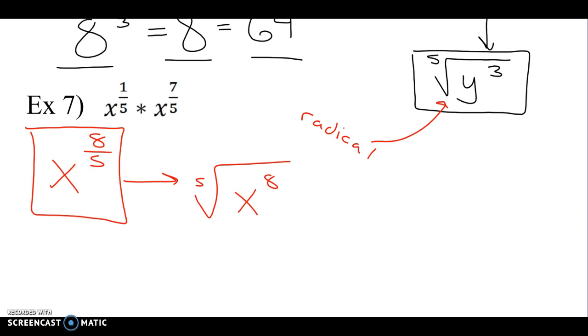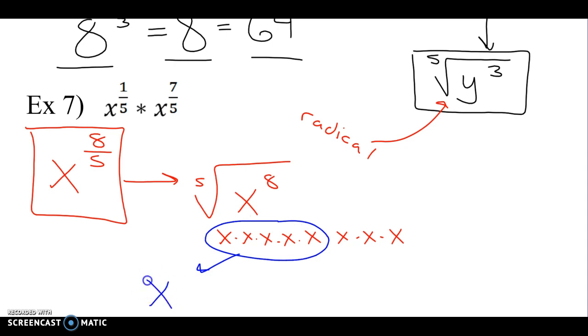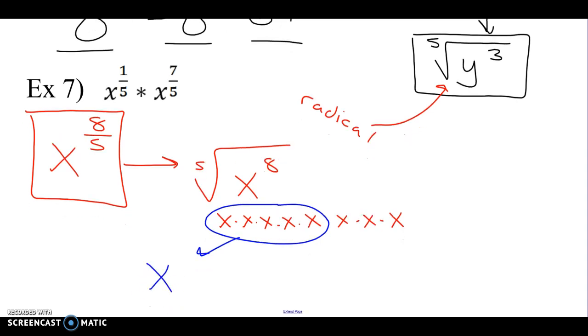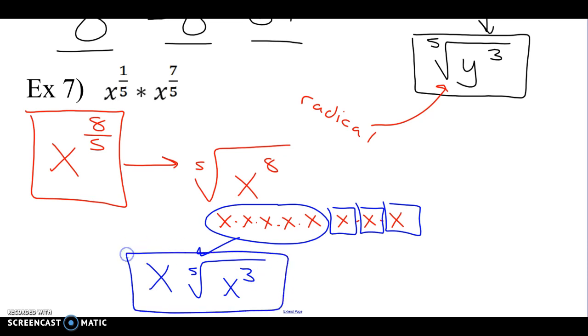But how many do we need to go to prom? 5. So this is kind of like x times x times x times x times x times x times x. Do we have a group of 5? Yeah, we have one group of 5. So that means that one x comes out front. And then 5th root of how many x's did not fit in that group? X cubed. So that would actually be the best answer if you wrote it in simplified radical form with a group of 5 pulled out front.